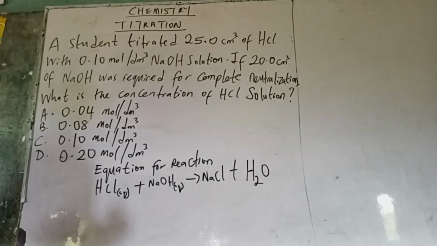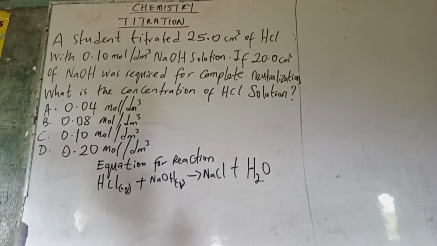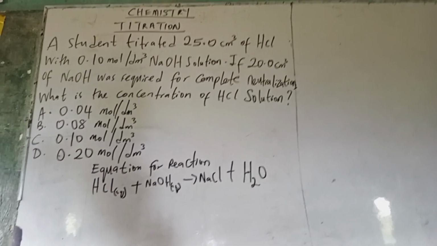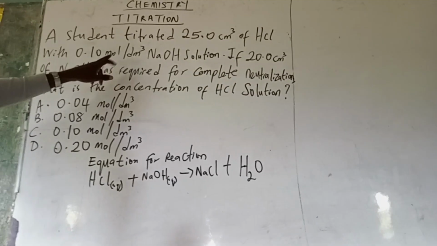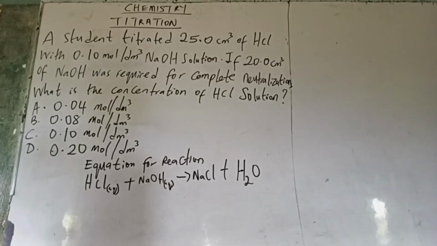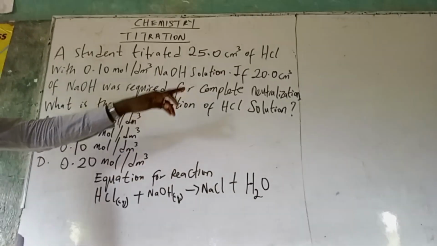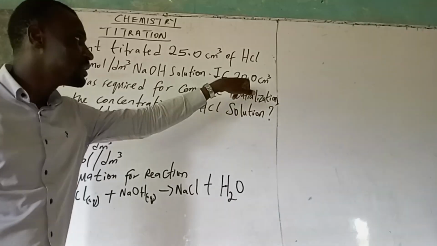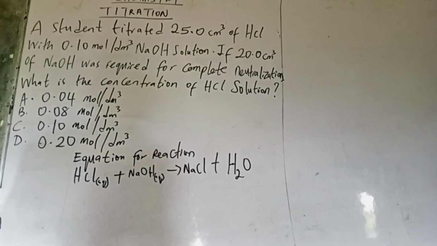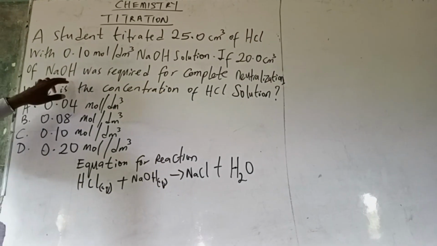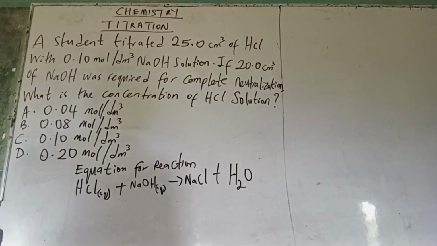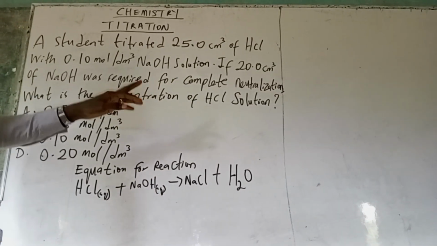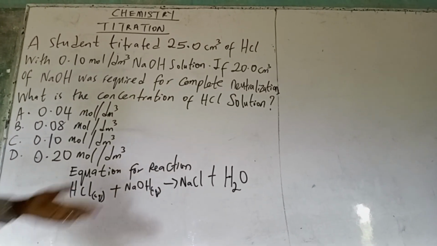Question. A student titrated 25.0 cm³ of HCl with 0.10 mol/dm³ of sodium hydroxide solution. If 20.0 cm³ of sodium hydroxide was required for complete neutralization, what is the concentration of HCl solution? These are the options. Equation for the reaction.